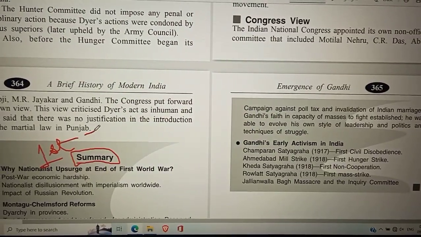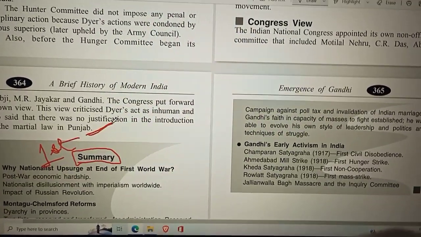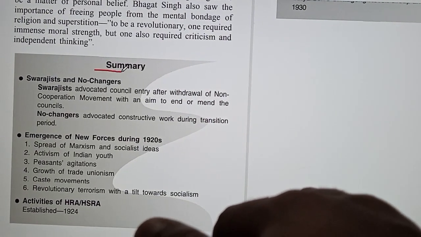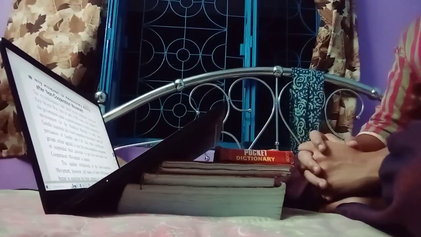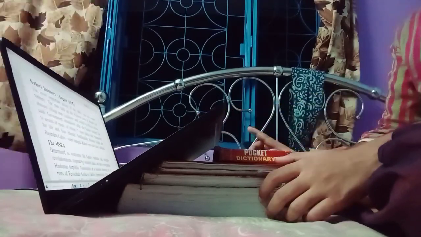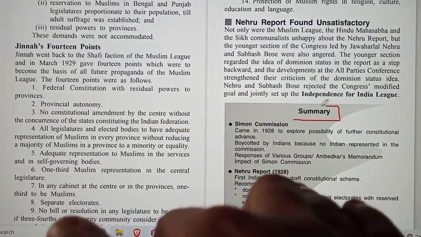Now we came to the next chapter, which is the emergence of Gandhi. This chapter and this Gandhian period are very important. Every year many questions come from this Gandhian period and Gandhi-related questions. So we have to read this chapter. This is the Swarajists and nationalists chapter. After that the Simon Commission and the Nehru Report will come, and it is in the 18th chapter. So you have to read the summary first and then the main chapter.